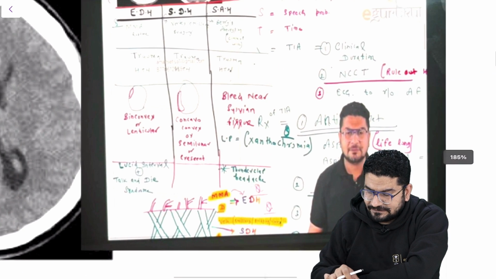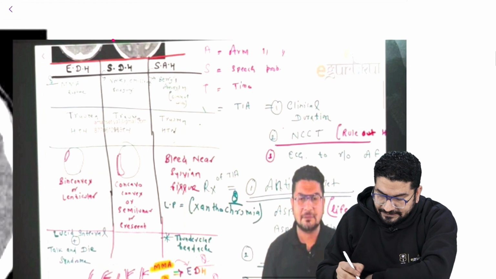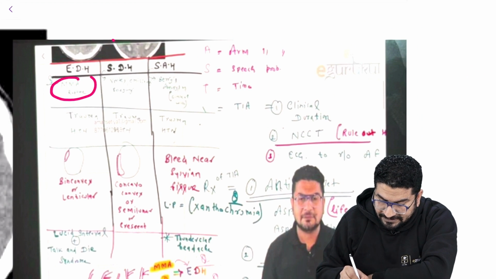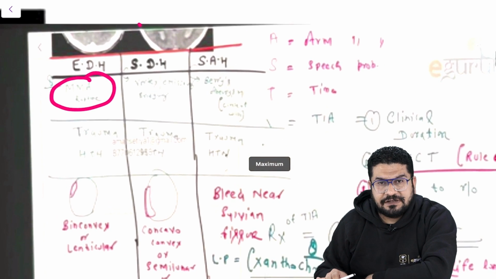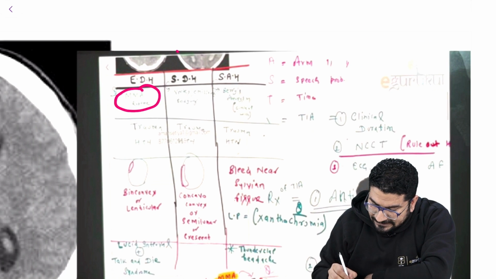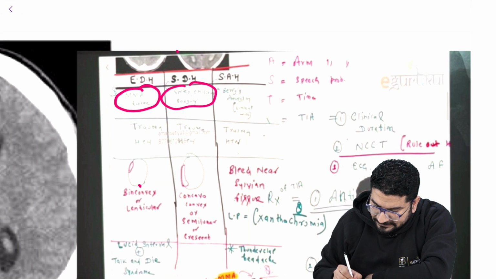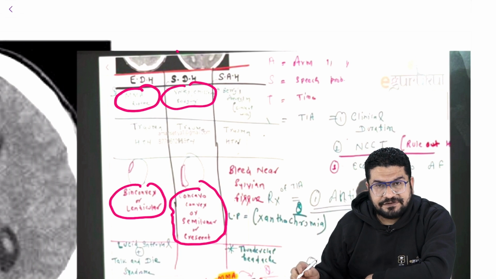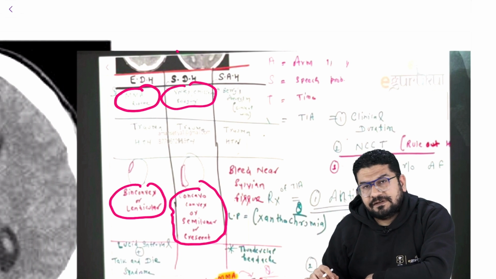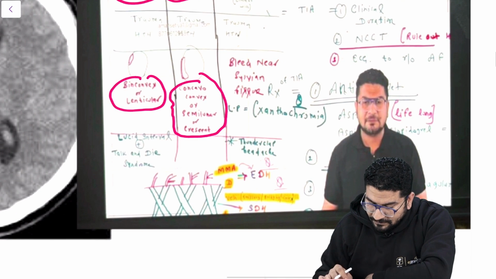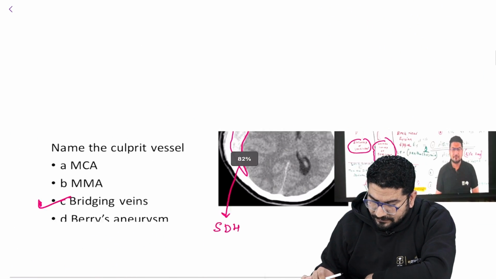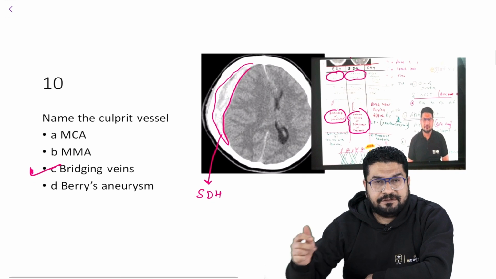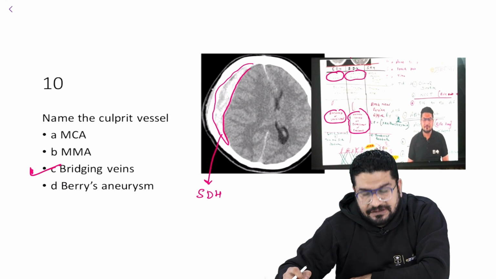We have discussed this in detail. In EDH, you will see a middle meningeal artery bleed, then we can have SDH, that is your vortex or emissary vein. You can see the shape lenticular, here concave or convex, or semilunar or crescent shape. In SAH you can see bleeding near the Sylvian fissure. So this is a straightforward question, radiology again overlapping with medicine. The culprit vessel in this condition will be bridging vein.